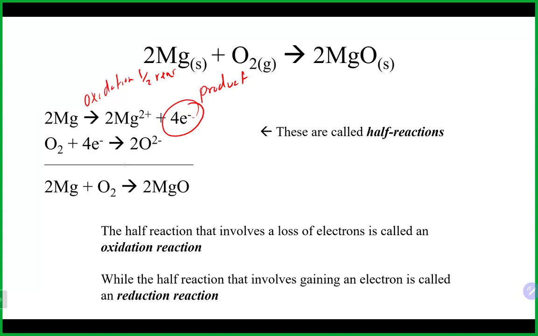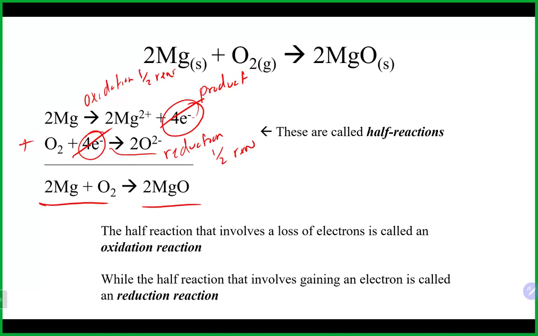When we look at the second one, this is the reduction half reaction. And what we see is electrons are actually on the reactant side, like they're being gained by the reactants. That indicates that what you're looking at is a reduction half reaction. They're called half reactions because if you add these together, these electrons cancel and you end up with the overall reaction that is taking place.